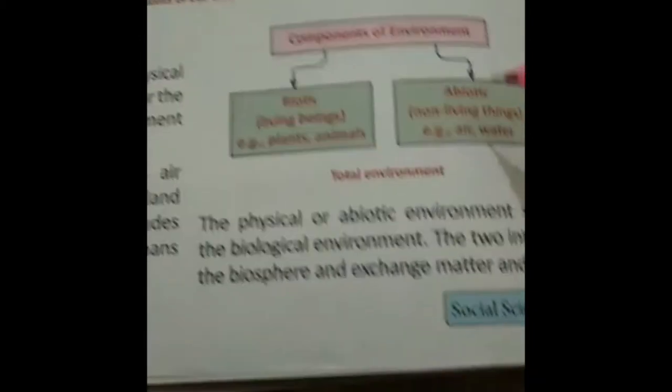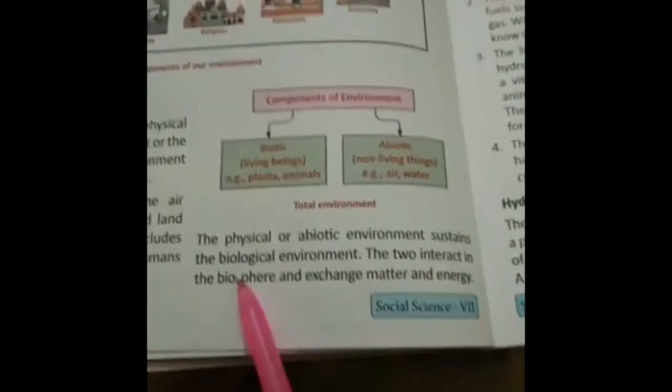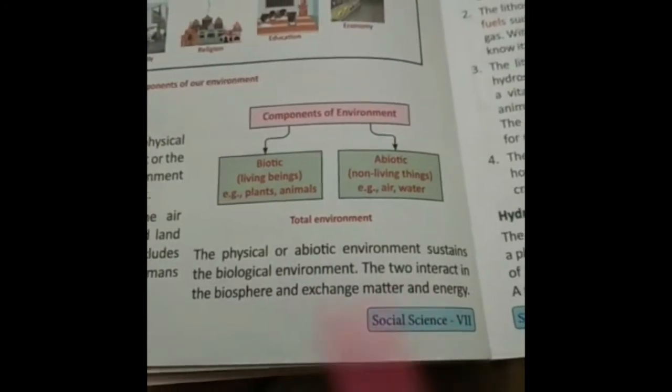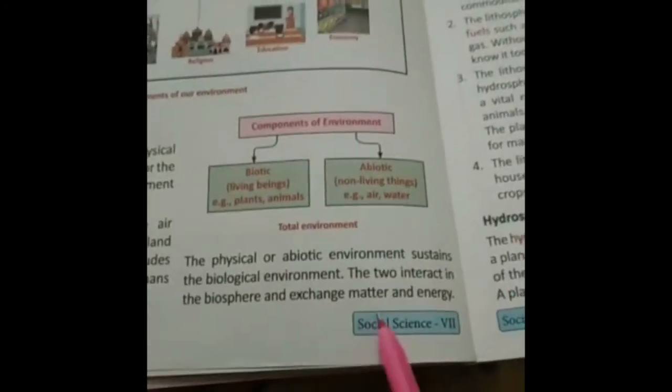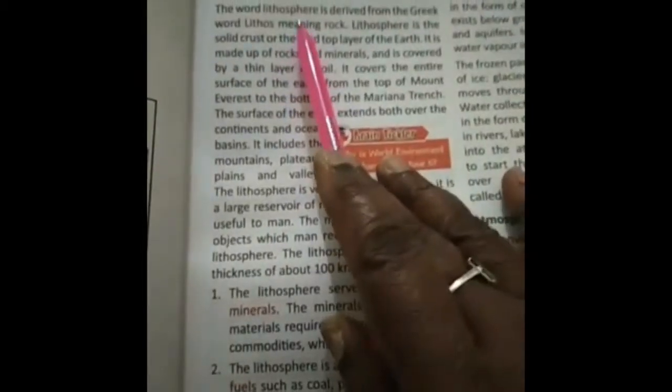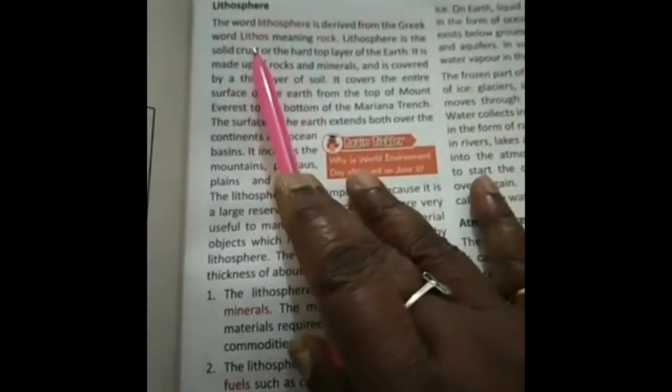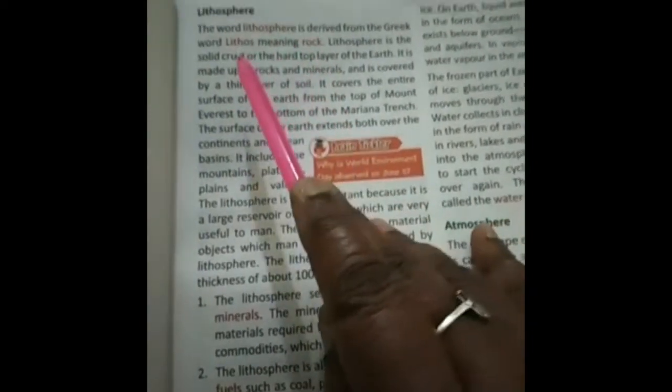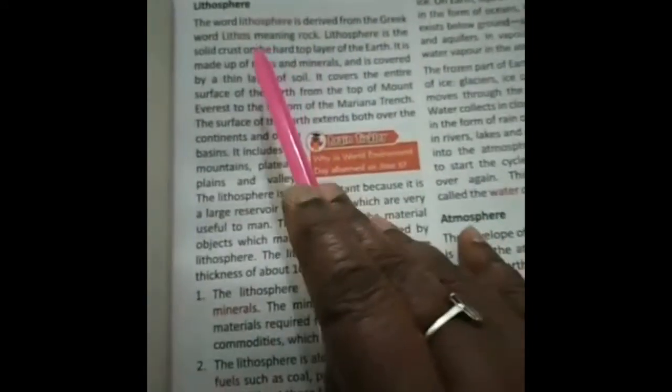Now, as far as environment is concerned, or the physical environment, which contains the biosphere, which has got matter and energy. Now today, first of all we will understand lithosphere. What does the word lithosphere mean? It is made of two words, lithos and sphere. Lithos means rocks. The meaning of lithosphere means rock, which means that it is the hard or the topmost layer of the earth. The solid crust of the earth is known as the lithosphere.